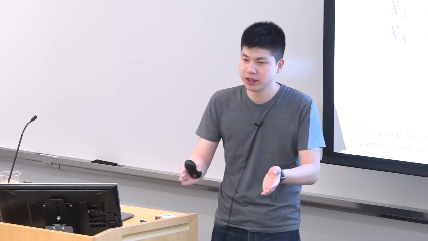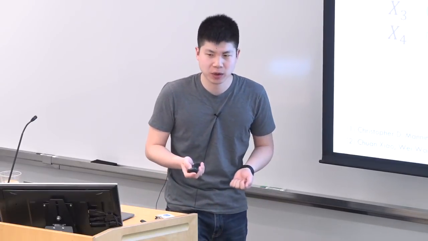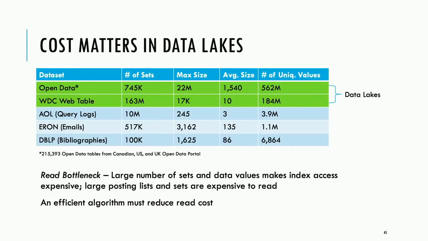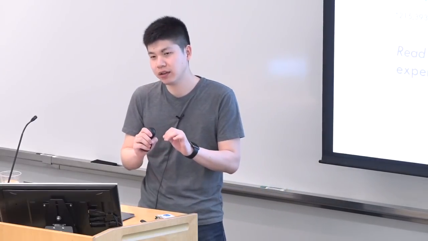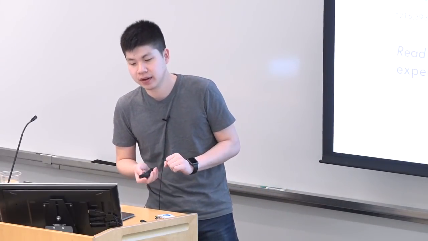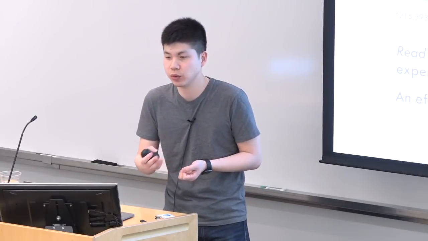So why are there such differences? This is because none of these algorithms consider read cost. Why do we care about read cost then? Because cost is huge in a data lake. As we remember from before, a data lake has very large sets, a lot of them. Also very long posting lists, and a lot of them as well. So the cost of reading those posting lists and sets cannot be neglected. Therefore, a very efficient algorithm that works for a data lake must be able to reduce read costs.